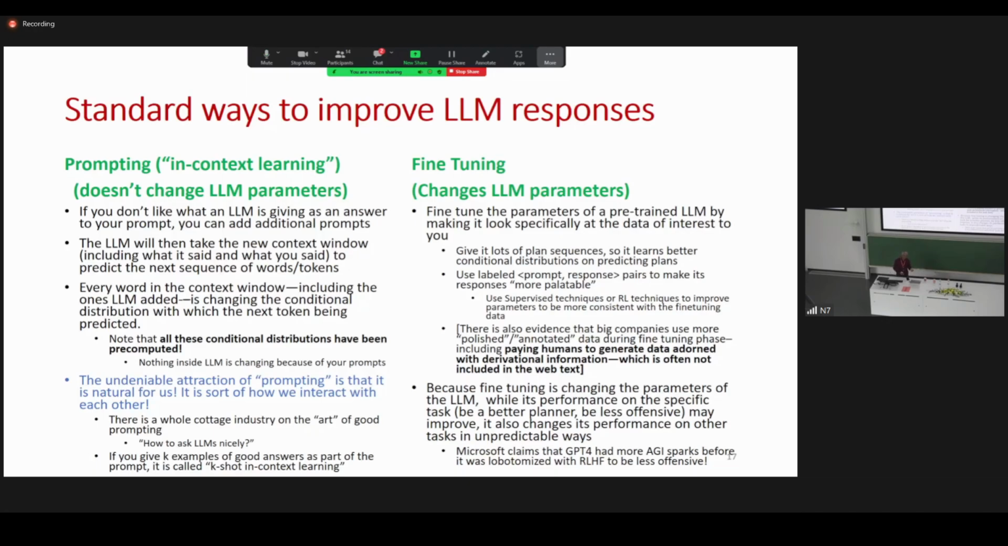You can laugh at it, but you should understand also that on the prompting side, you change the prompt, you get a different conditional distribution.